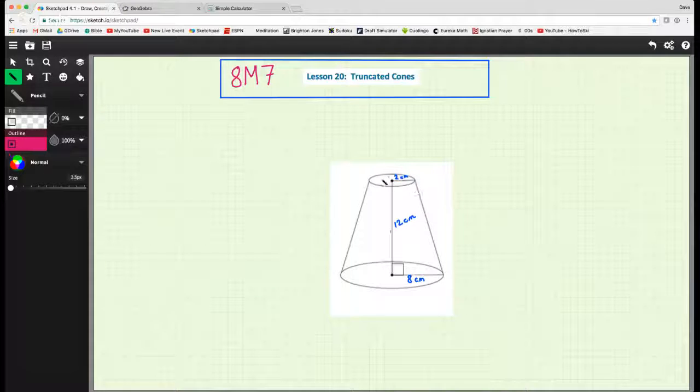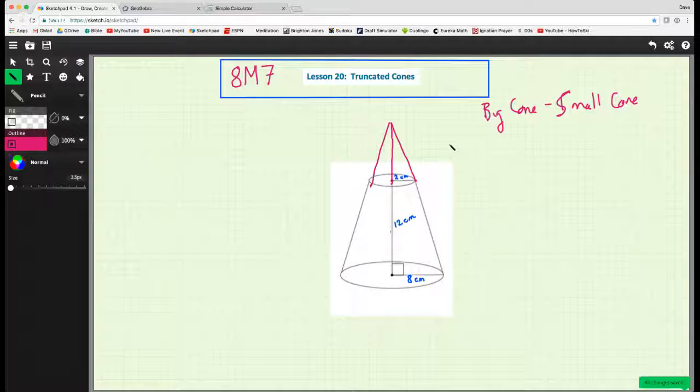Well, we need to extend our cone here. And so there's our extended cone. And so we're going to say the big cone, and then we're going to subtract our small cone, and that's what's going to be left in our pail. But before we do that, we have to figure out how tall the whole pail is.